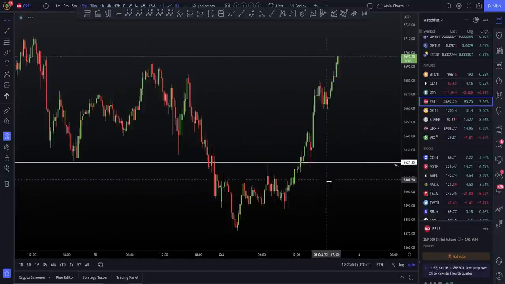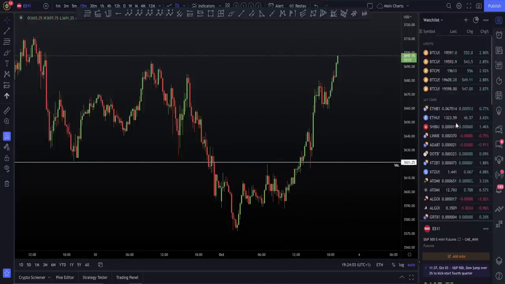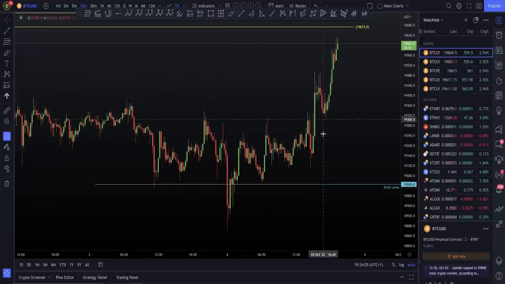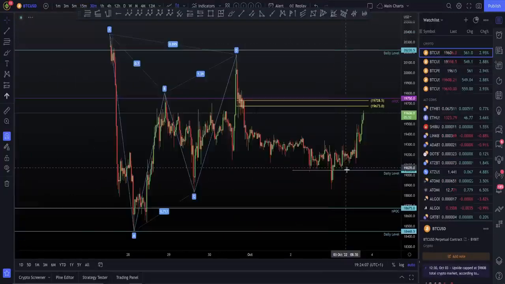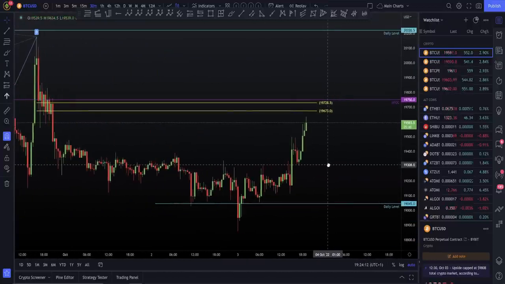But what we actually saw was the backtest of this value area low, really perfect right on the stock market open. So at stock market open, we get the backtest of the value area low. This is giving us a really strong move to the upside on the stock market, which of course is leading us to believe we're going to see a large move to the upside on Bitcoin. Why? Because Bitcoin follows the stock market.